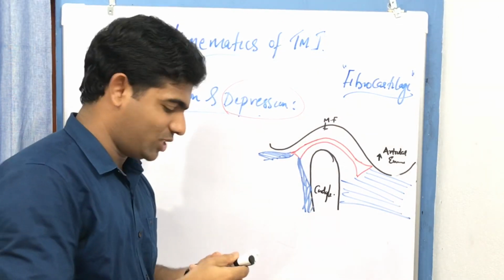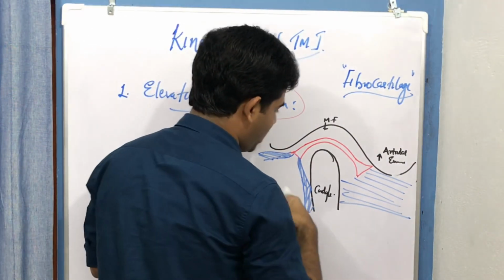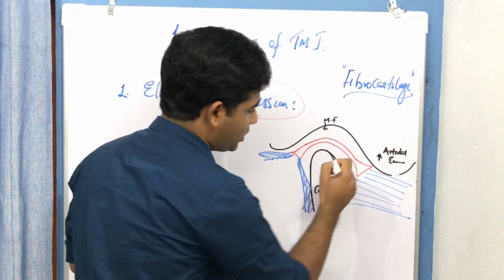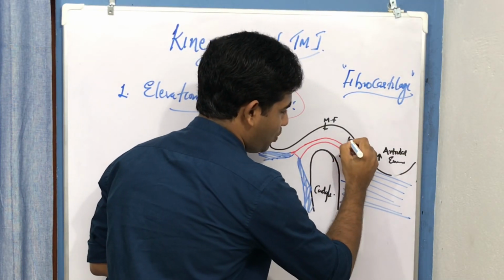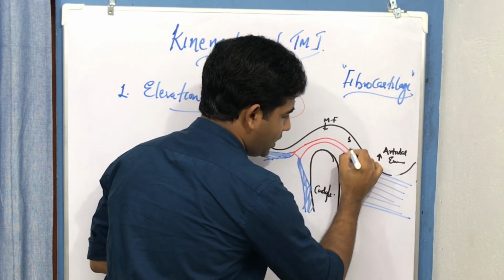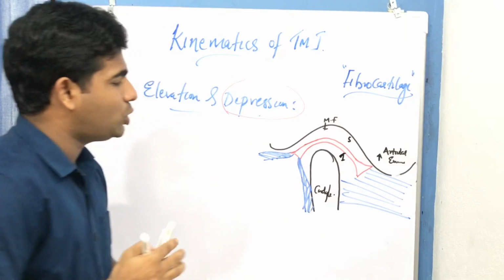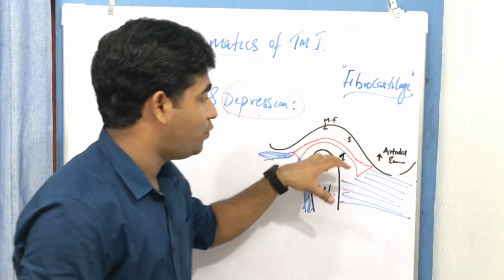What is that inferior joint? Yes, this one is your inferior joint. This is the superior joint. This is the inferior joint. The motion is going to happen in the inferior joint.